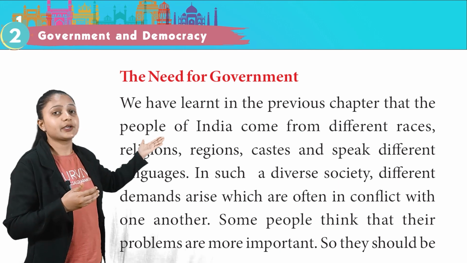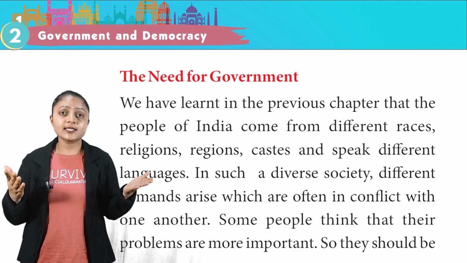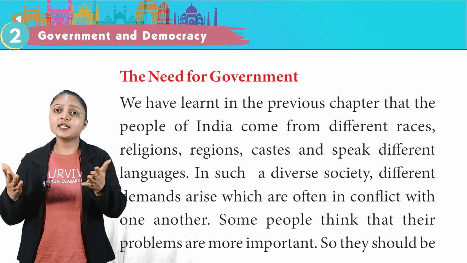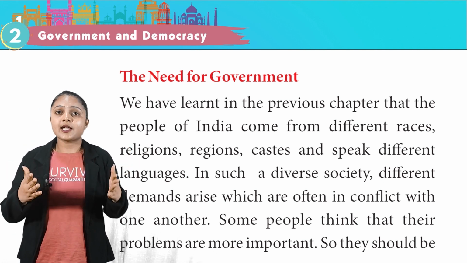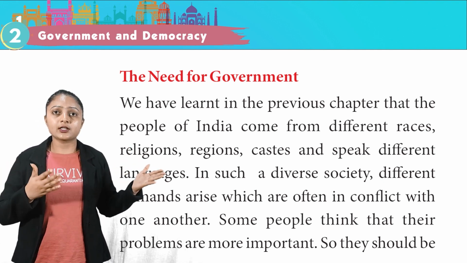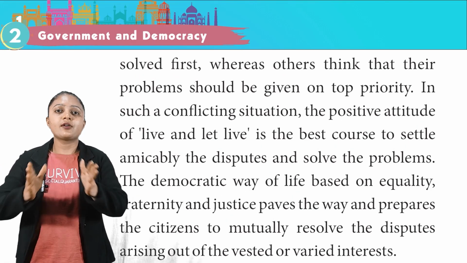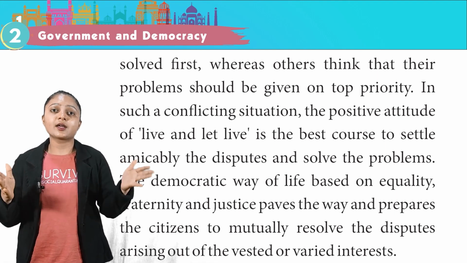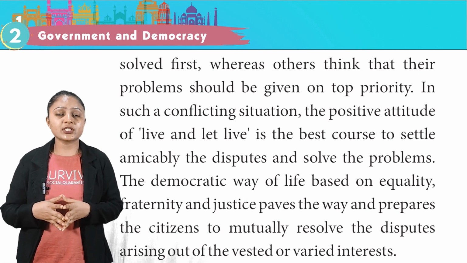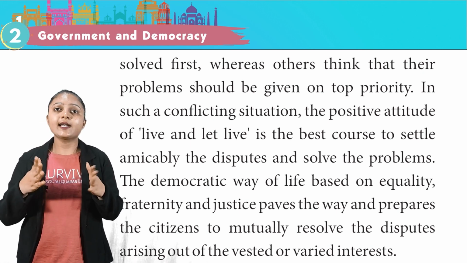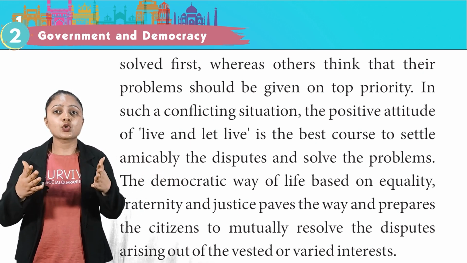The need of the government. We have learnt in the previous chapter that the people of India come from different races, religions, regions, castes, and speak different languages. In such a diverse society, different demands arise which are often in conflict with one another. Some people think that their problems are more important, so they should be solved first, whereas others think that their problems should be given top priority. In such a conflicting situation, the positive attitude of live and let live is the best course to settle amicably the disputes and solve the problems.